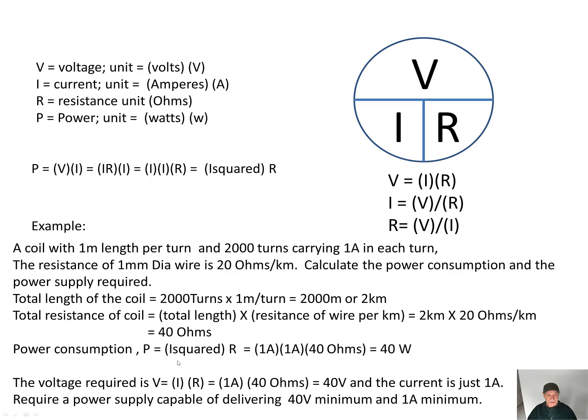The power consumption is I squared R, which is 1 amp squared times 40 ohms, gives you 40 watts. So the voltage required is V equals I times R equals 1 amp times 40 ohms, which is 40 volts, and the current is just 1 amp. Require a power supply capable of delivering 40 volts minimum and 1 amp minimum.